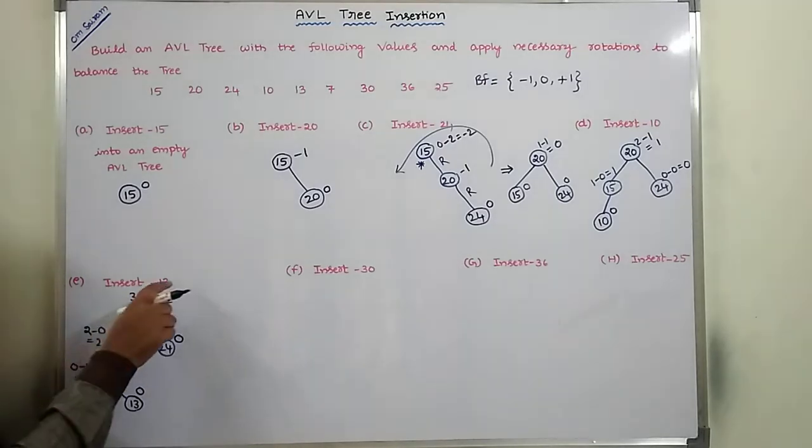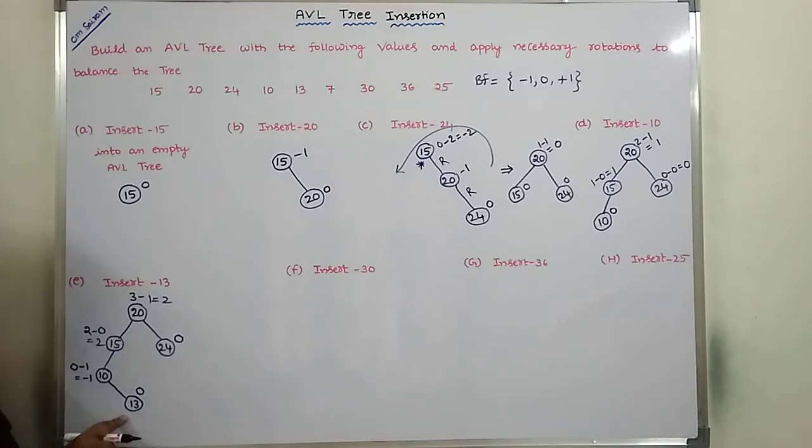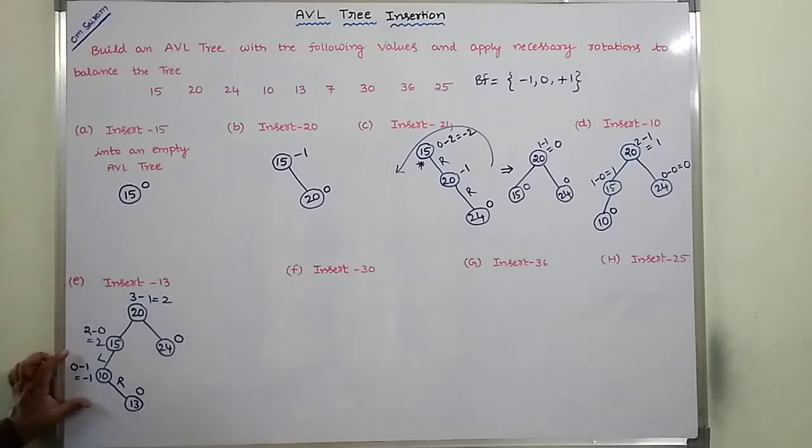Here element 13 was inserted in this place. So first we have to perform rotation on these three nodes. First, which rotation do we have to perform? Here node 15 is on the left side and node 13 is inserted on the right side. Now we are performing LR rotation. Okay, LR: node 13 is the right child of 10, and 10 is the left child of 15.